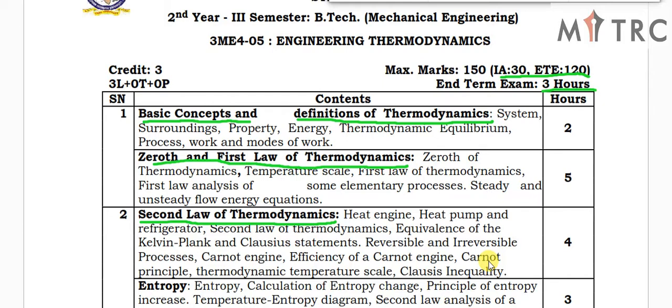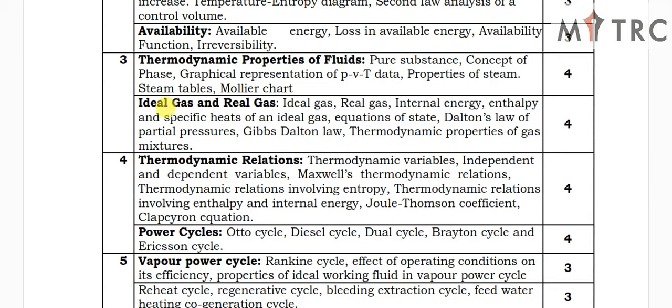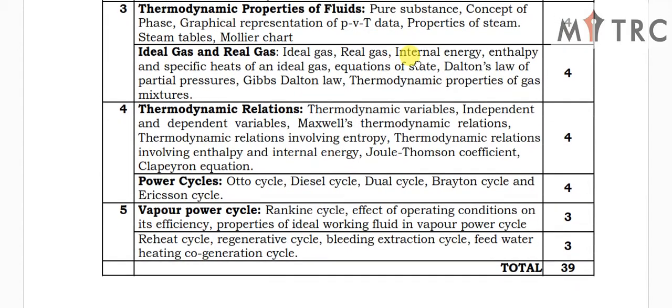After that, we will study the Carnot engine, Carnot efficiency, Clausius inequality and thermodynamic temperature scale. The third unit has thermodynamic properties of fluids, in which you have to study pure substance, concept of phase, graphical representation of PVT data, properties of steam, steam tables, and Mollier chart. Besides this, you will also study ideal and real gases, the difference between ideal gas and real gas, internal energy and enthalpy, and specific heat of ideal gas, and some laws regarding pressure for gases, that is partial pressure, Dalton's law of partial pressure, Gibbs-Dalton law, thermodynamic properties of gas mixture and all. This is also a very simple unit and you will really have some interest in it.